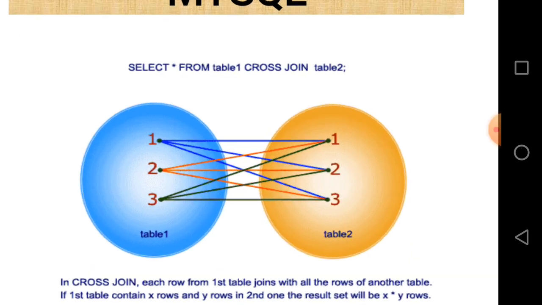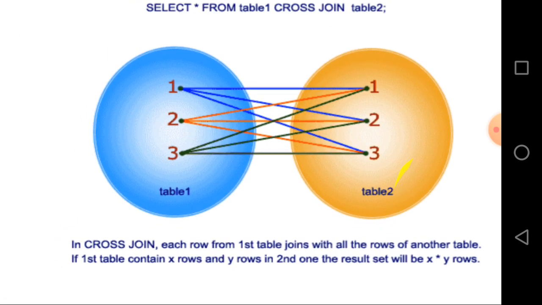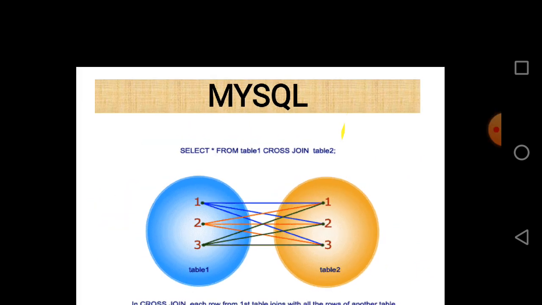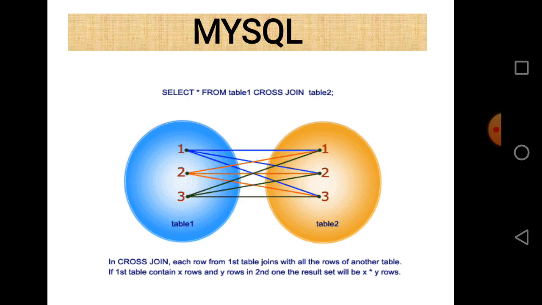And that is the diagrammatic representation of the Cartesian product of both these two tables. So we can say that this is the cross join of both these tables. Records are multiplied in case of the Cartesian product of two tables or cross join of two tables.